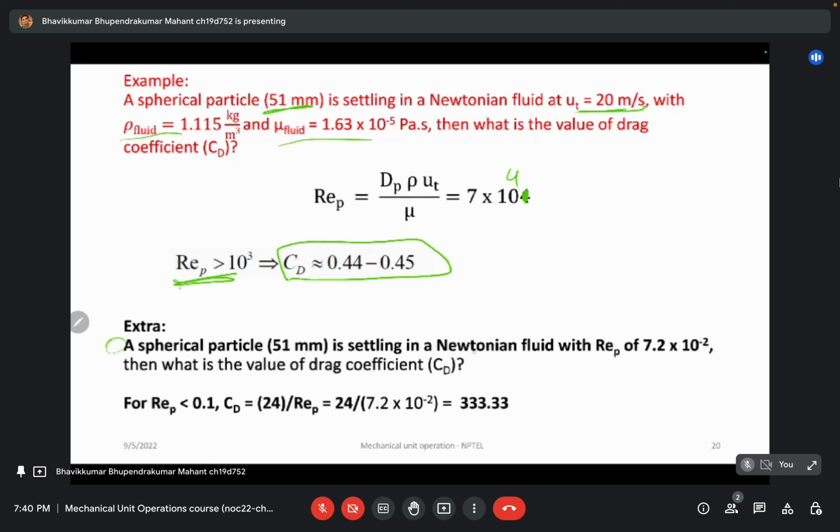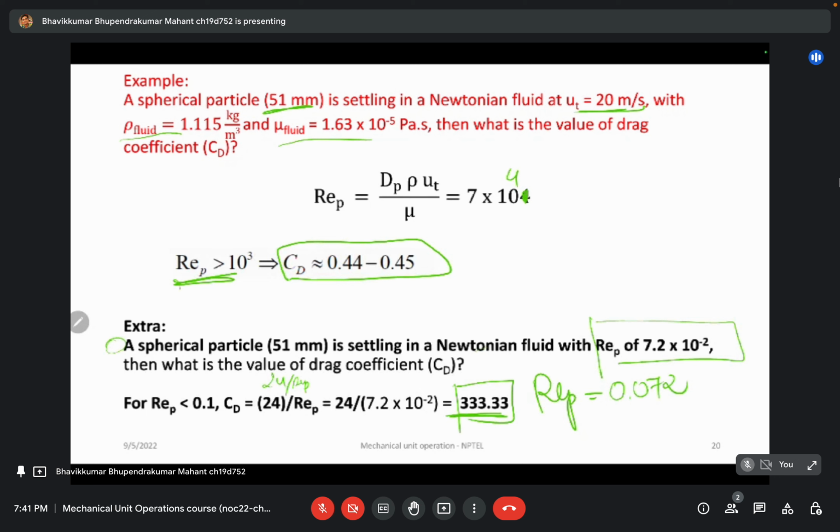I added one extra question in that. It's the settling of a sphere in a fluid. Here our Reynolds number is already given as 7.2 into 10 to power minus 2, like 0.072. Then which kind of value of drag coefficient is there? As the Reynolds number is lower, we can go for 24 by Reynolds number, and if we substitute the Reynolds number value 7.2 into 10 to power minus 2, then you will get the value of drag coefficient as 33.33.